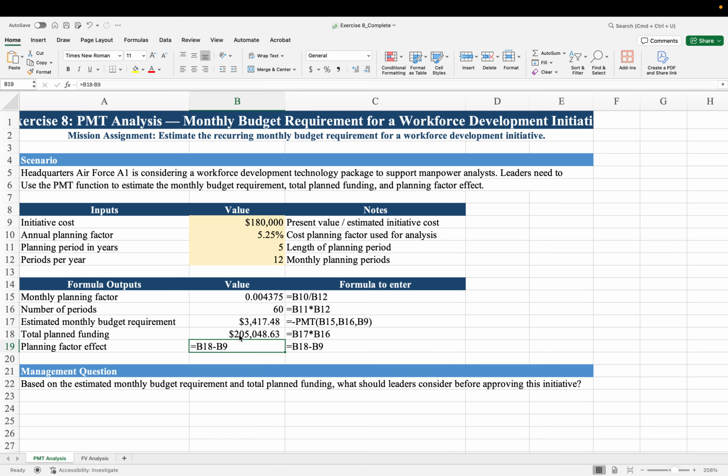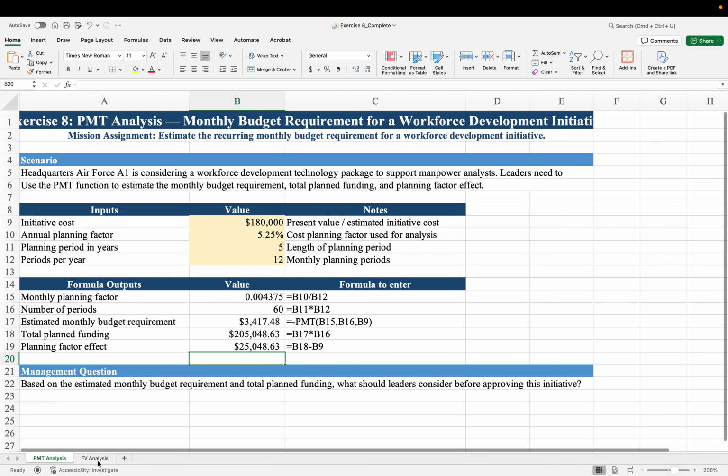and adds it to the total initiative cost. And so over the course of 5 years, this initiative will cost us $205,000. That accounts for monthly growth. So the overage from that $180,000 present value is $25,000. Add that to the original 180 and you get $205,000. That is the cost growth over time. So again, this function allows us to visualize the growth of cost over time.